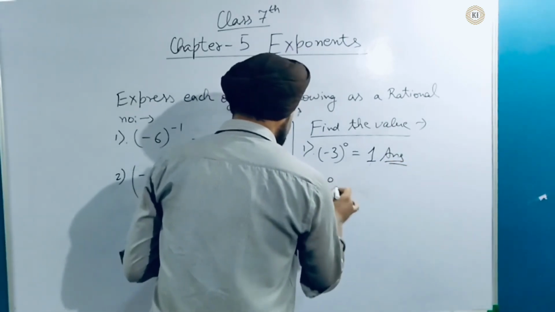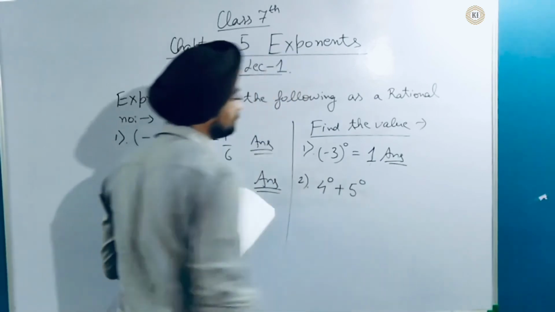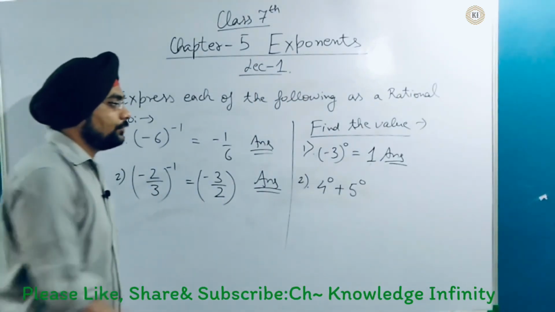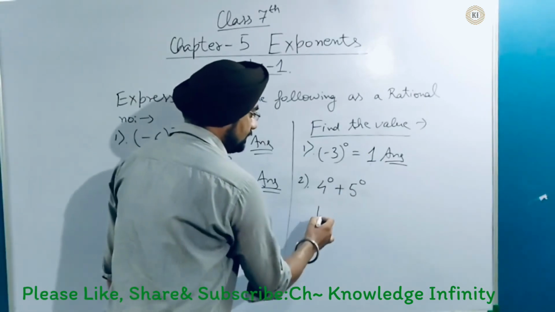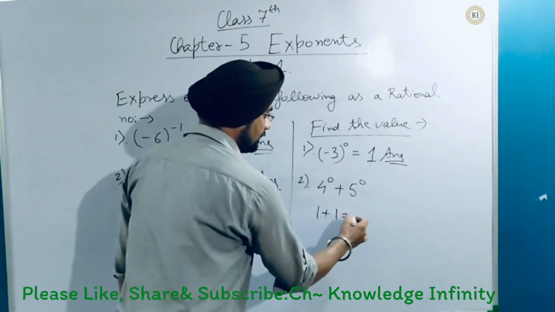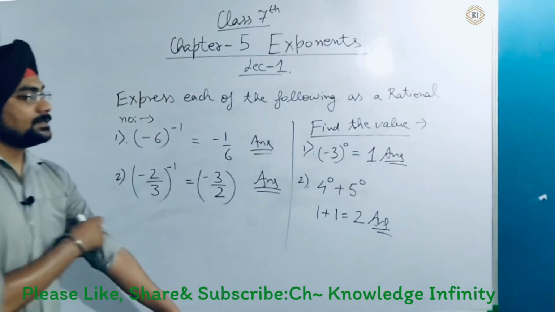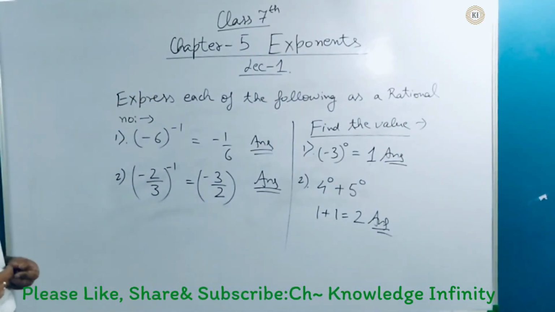Now it is given as 4 to the power 0 plus 5 to the power 0. So 4 to the power 0, again it will come 1, plus 5 to the power 0 will be 1, and 1 plus 1 will be your 2. So these are some questions that are based on exponents.